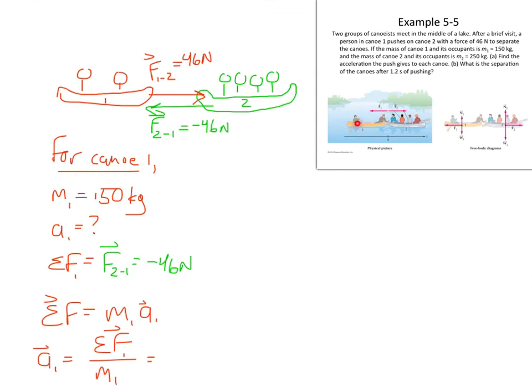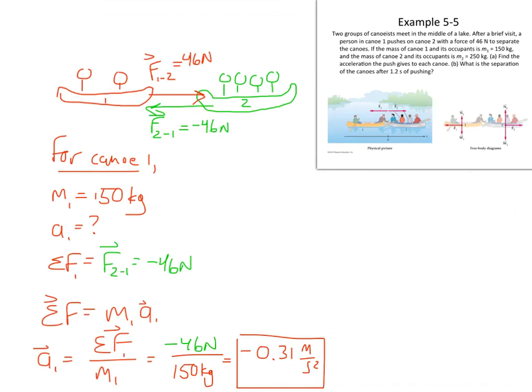Okay? So the net force on canoe 1 is equal to negative 46 newtons. Take that and divide it by the mass of canoe 1, which is 150 kilograms. All we have to do is a little bit of calculation, and we will have our acceleration. So negative 46 divided by 150, I get negative 0.307. That's probably too many sig figs, so I'm going to make that negative 0.31 meters per second squared. That's our acceleration of canoe 1.